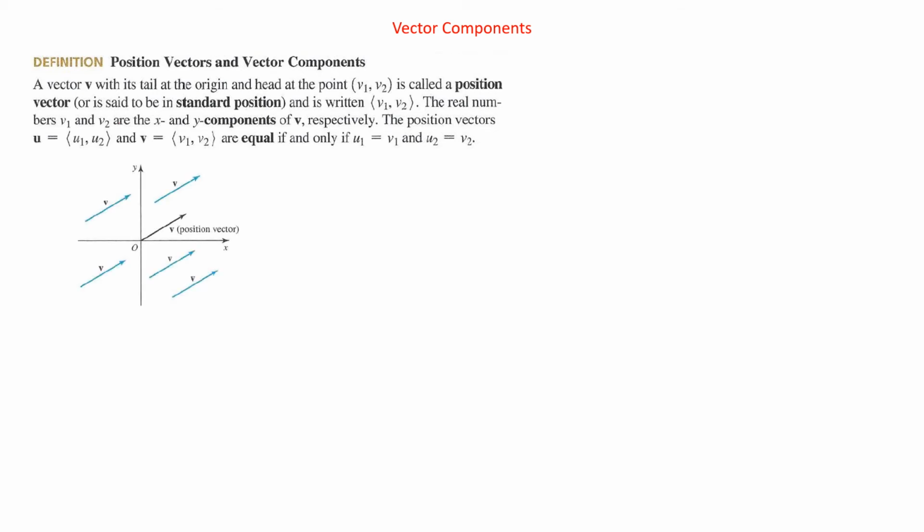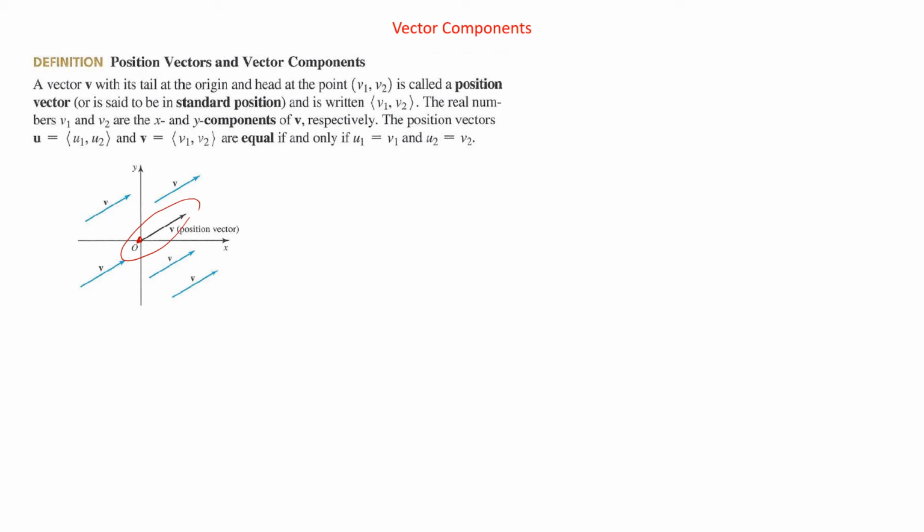So if we have this one right here in the middle, it is the position vector, because notice its initial point is at the origin. All of the rest are component vectors. They have the same magnitude and direction, but they're at different places. That's fine. They're called parallel vectors.